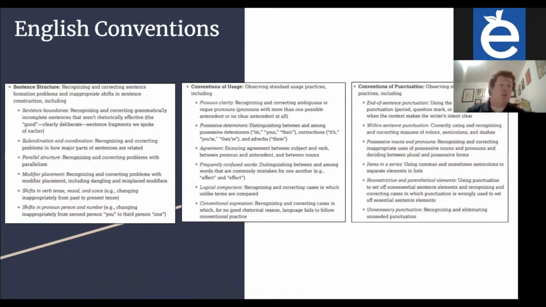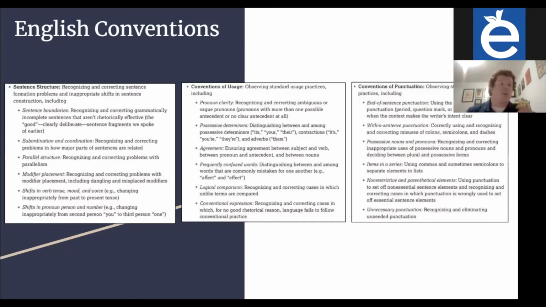Do you use a period or a comma? Should the comma go inside or outside of the quotation marks? So knowing these rules is a really simple solution if you're having trouble on those kinds of questions. These are some lists of the different English conventions, which refers to the rules that might be tested. We have sentence structure, conventions of usage, and conventions of punctuation.